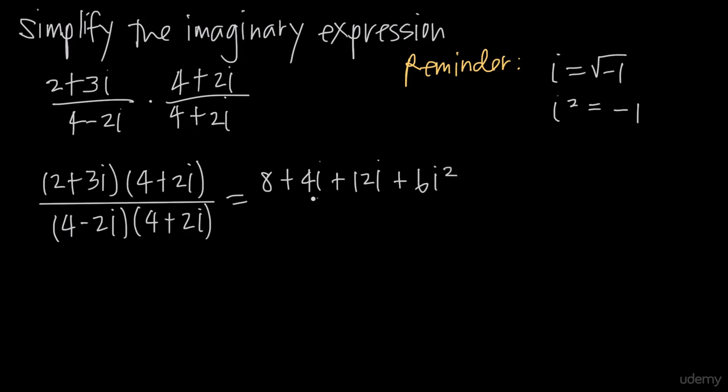Now we'll need to do the same thing in the denominator. We'll FOIL out those binomials when we multiply them together. So 4 times 4 gives us 16. 4 times 2i gives us plus 8i.